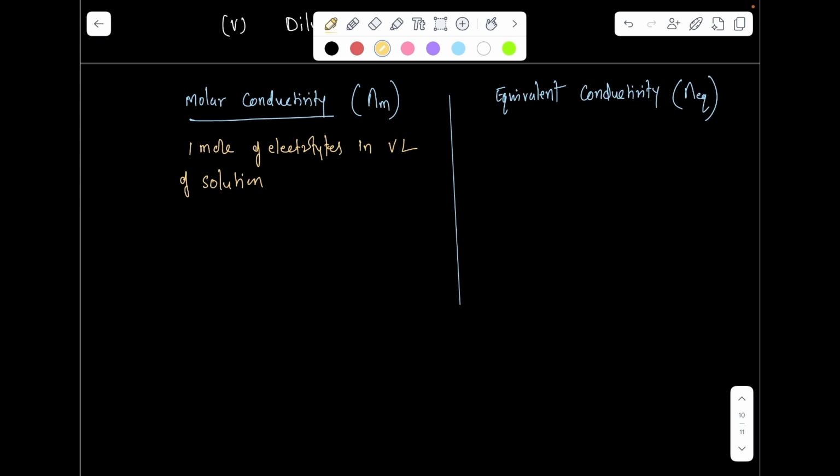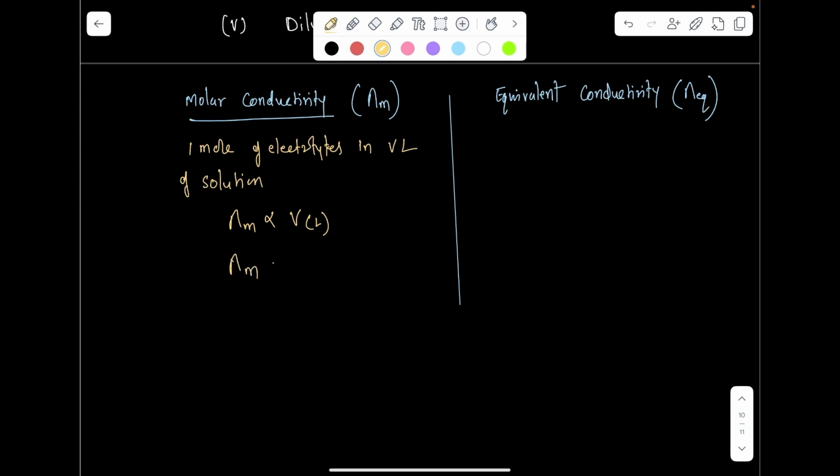तो जितने ज़्यादा नंबर ऑफ आयन्स होंगे इलेक्ट्रोलाइट्स के, दैट 1 मोल ऑफ इलेक्ट्रोलाइट्स प्रेजेंट है V लीटर ऑफ सॉल्यूशन, वो उसकी मोलर कंडक्टिविटी कहलाएगी. तो मोलर कंडक्टिविटी इज डायरेक्टली प्रोपोर्शनल टू द वॉल्यूम ऑफ सॉल्यूशन इन लीटर. So it's a conductivity power of all the ions present in solution having 1 mole of electrolytes. So it's directly proportional to V.